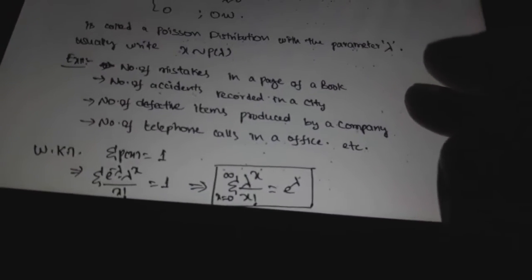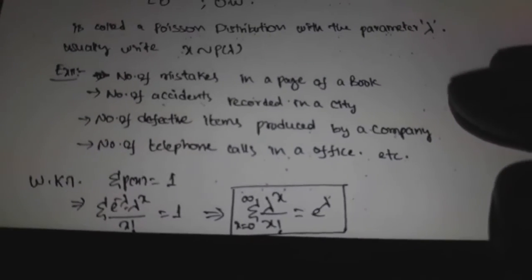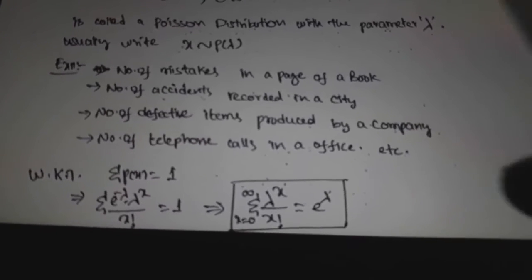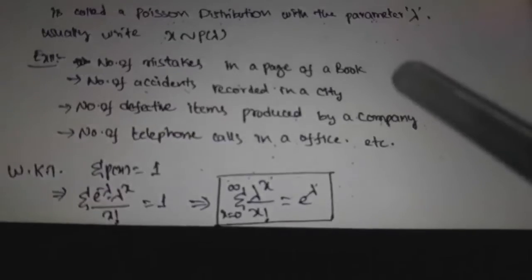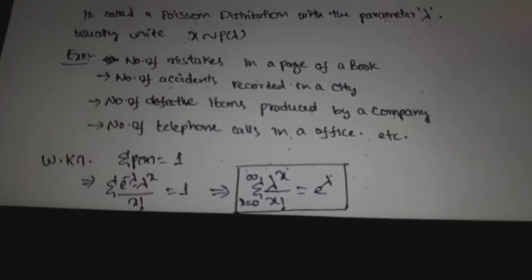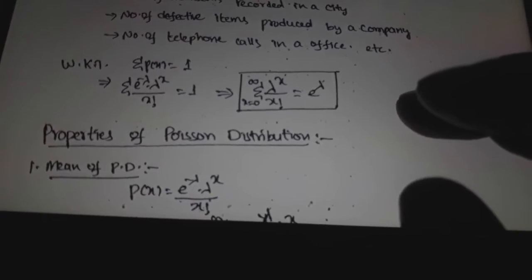So what are the different examples, we already discussed. Number of mistakes in a page of a book. Number of accidents recorded in a city. Number of defective items produced by a company. Number of telephone calls in an office. By seeing all these examples, here n is large and the probability of getting that respective event is less. That's why in these situations we can use the Poisson distribution. Here summation p of x is 1. So based on that, summation lambda power x by x factorial is e power lambda.